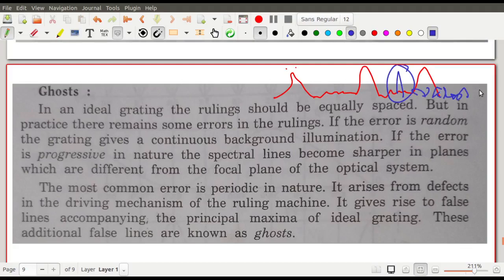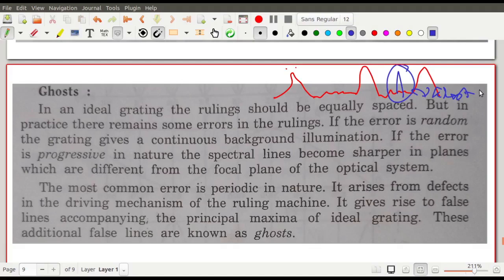So there is no explanation to this, and this maxima is called the ghost. And what is the origin of the ghost? The origin is that the rulings are not equally spaced, that is one possibility, or there may be some extra lines, because in a centimeter you need to give 1000 lines. 1000 rulings must be in 1 centimeter, and this can be problematic sometimes.